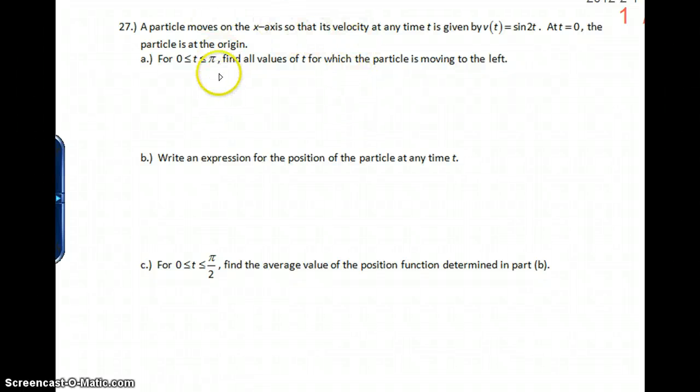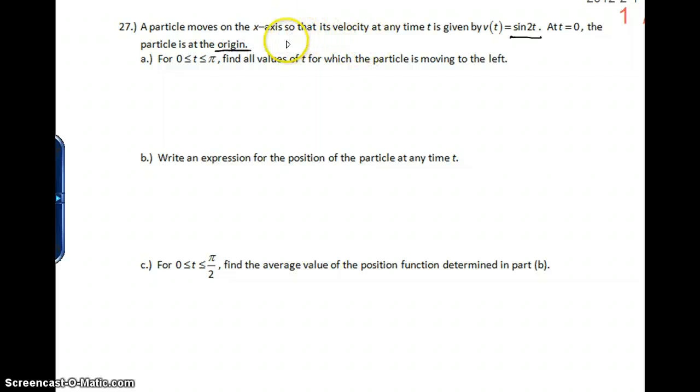Here is a video solution for problem number 27 on the Unit 7 review. So we start off reading: a particle moves along the x-axis so that its velocity at any given time is v of t equals sine of 2t. At t equals 0, the particle is at the origin.